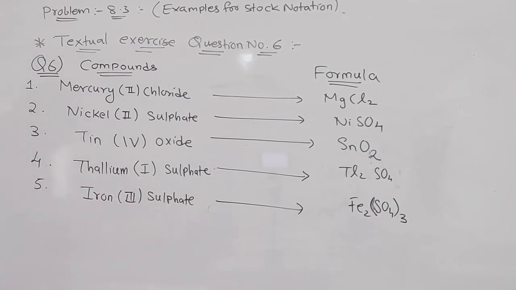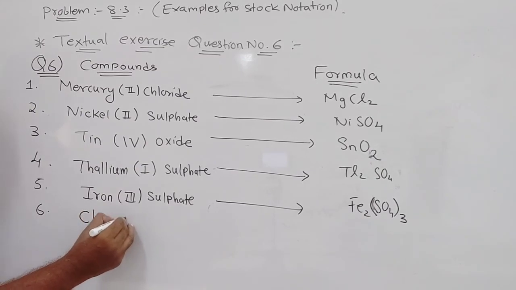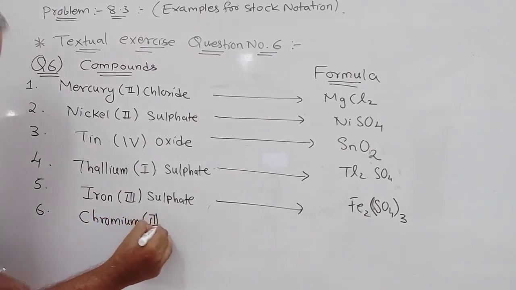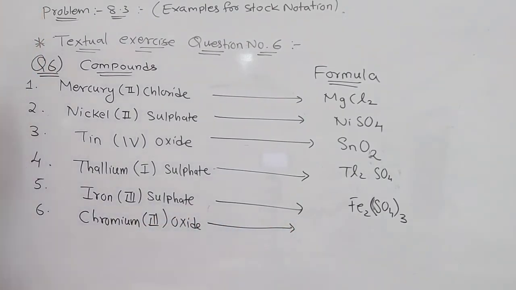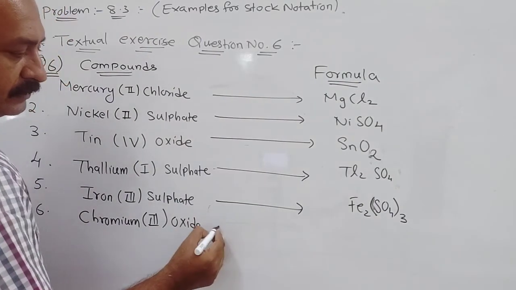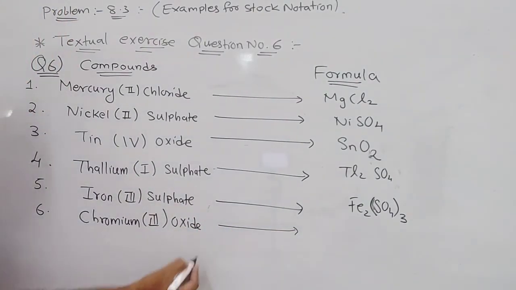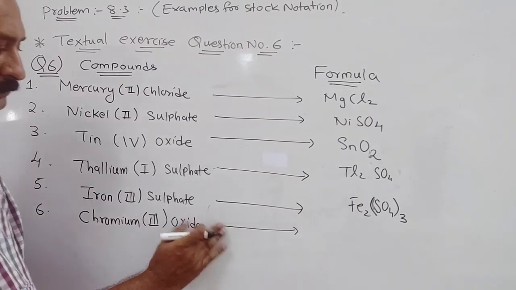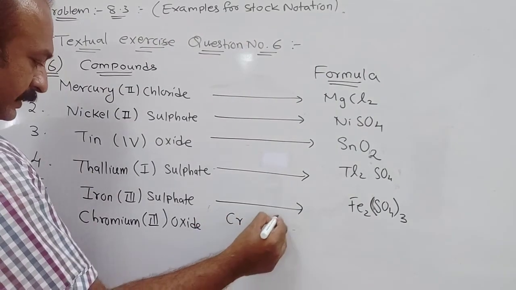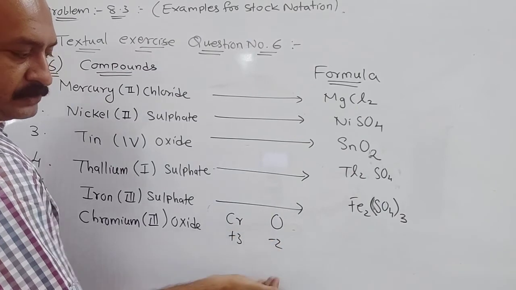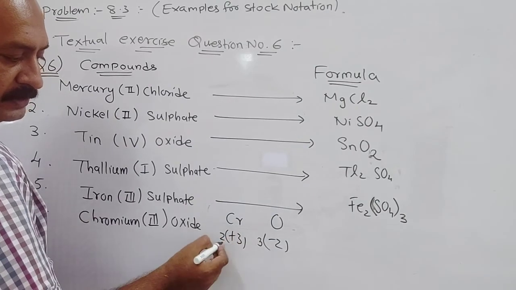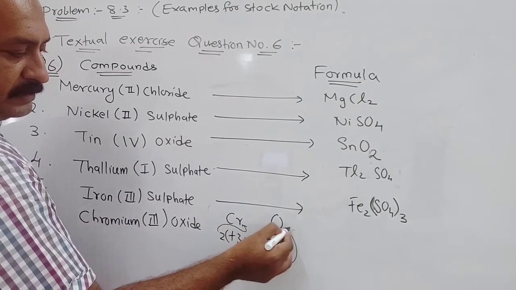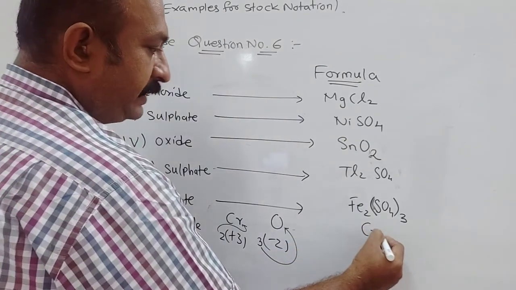Okay. The next one given is chromium 3 oxide. Clear? Now chromium 3 oxide, I will do it here only, so it will be easier and you can see. Chromium and oxygen. Chromium 3, oxygen -2. So the same thing will be here. 3 into -2 and 2 into +3. So this will be written here and this will be written here. It will be Cr2O3.